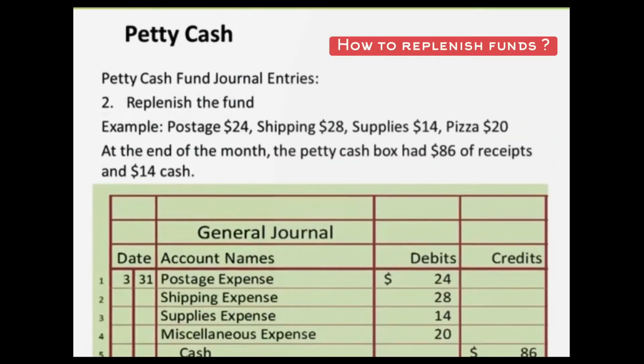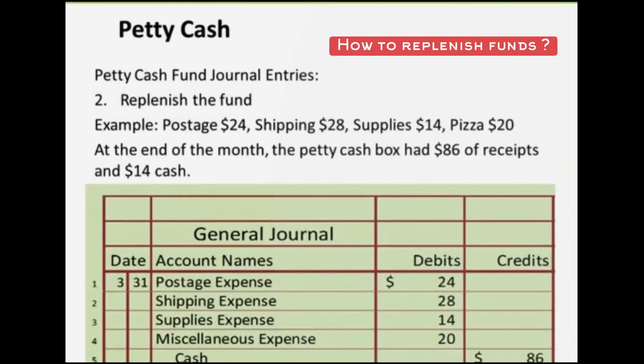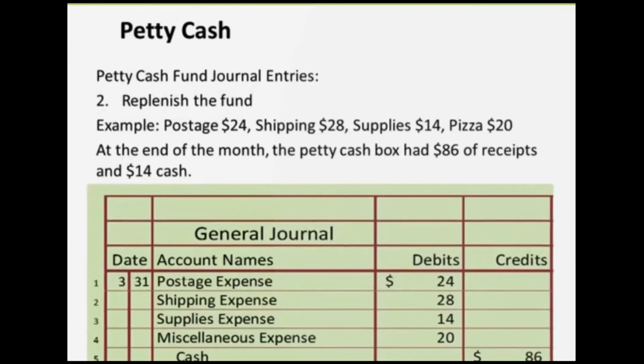To replenish the petty cash account, we need money. In this case, we need $86 to add to the $14 that's remaining in the petty cash account. This will bring the funds back to $100 in cash. In order to do this, we need to make a journal entry and write a check to ourselves. In this example, we debit the expenses as usual, and then we credit cash for $86. Once we cash the $86 check, our fund will be back to $100.